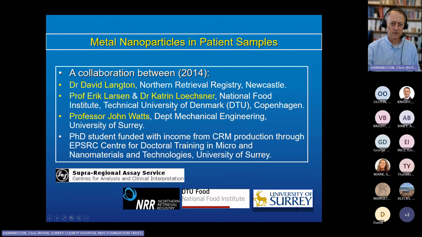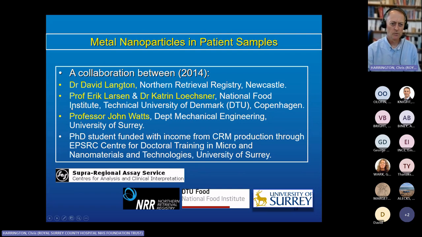So this was in the Technical University of Denmark, and in the food industry, they use nanomaterials as coatings for food packaging, and there was an interest at the time in transfer of those particles. So they'd developed some methods to look at what is a very difficult thing to do, to actually measure the composition, number and size of nanoparticles.